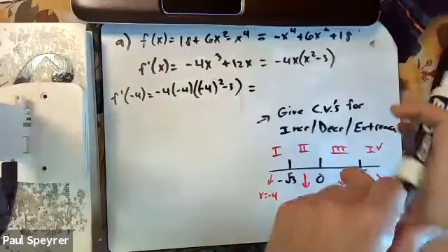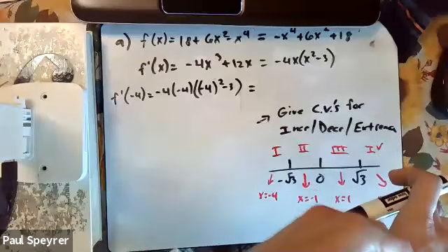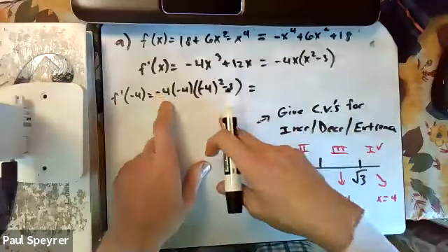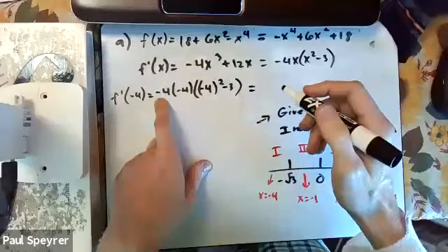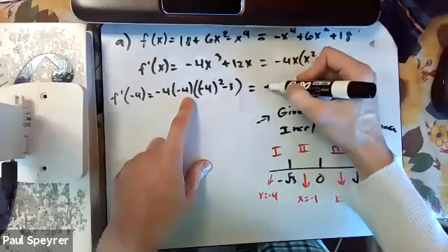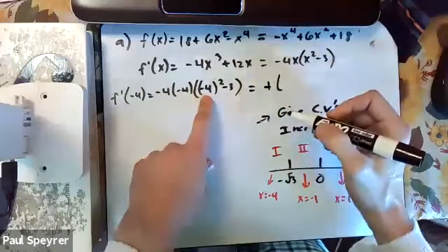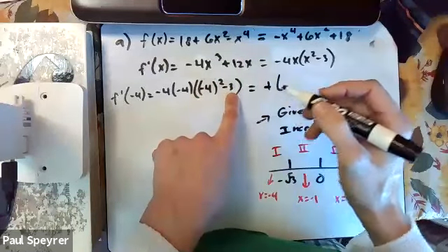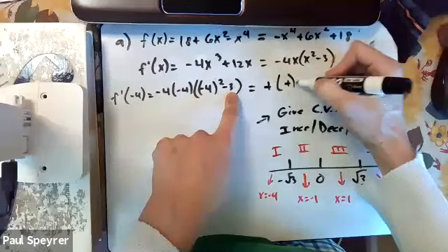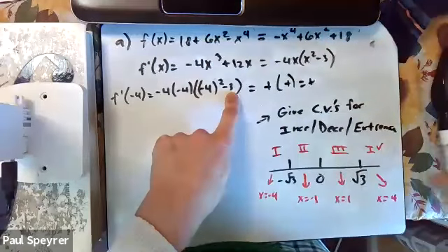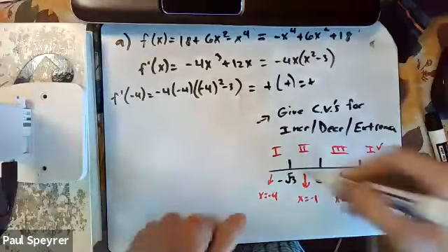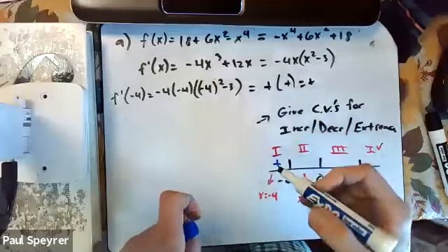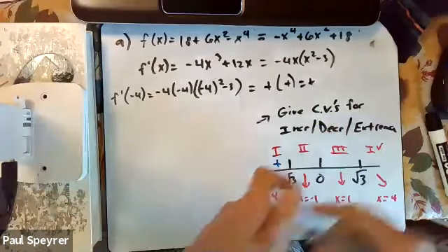And again, what do we care about? Whether it's just positive or negative. So right here, if I go negative times a negative, -4 times -4 is positive. And then what's -4 squared minus 3? Well, that's 16 minus 3, which is still positive. So we wind up with a positive value. That just tells us in the first region, we are increasing.